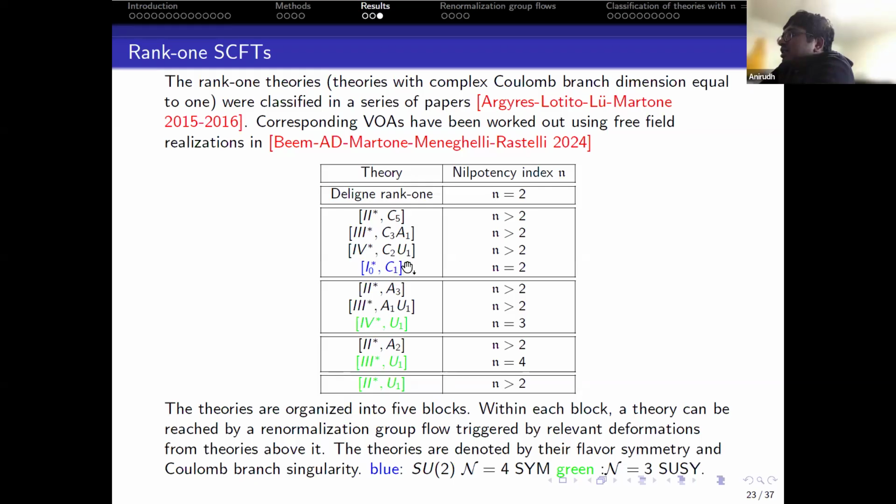Now, the theories in blue are N=4 super Yang-Mills. This also has n equal to 2. And the ones in green are generally N=3 theories, for which we computed, at least for these two cases, that n is 3 and 4. And the way we eliminated the other cases, I will explain when I discuss the classification. So the conjecture seems to be, all the conjectures that we state seem to be at least correct so far, and no violations have been found.